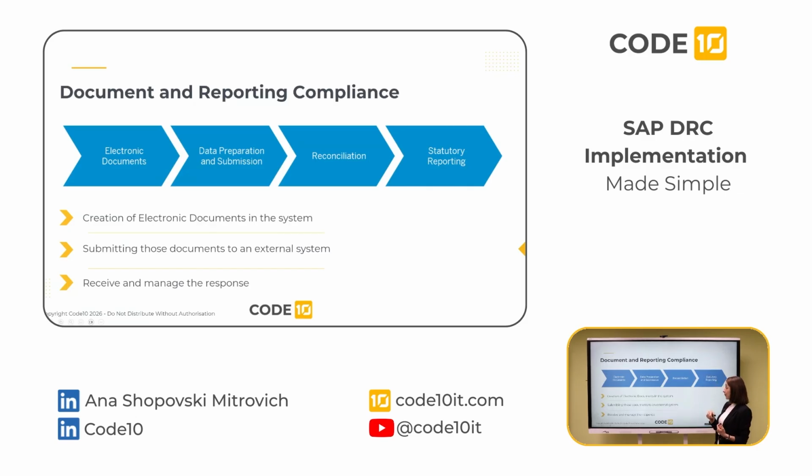So after having these electronic documents created, we need to prepare them in order to be able to submit them to the relevant tax authority, agency, intermediary, or whatever entity we need to send them to, right? We cannot just send a document that is in SAP format, because obviously that's not the legal requirement that is expected of us to comply with. So we need to prepare the data that we have in SAP, map it, transform it the way it's supposed to be at the end of the line, and then submit it.